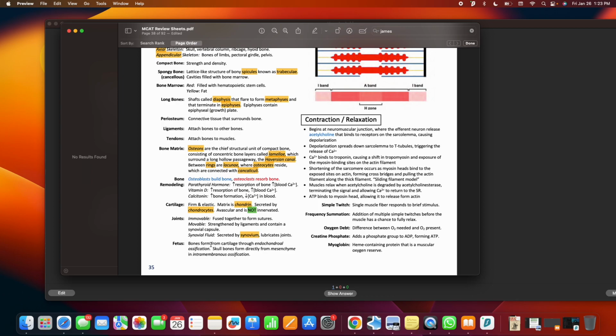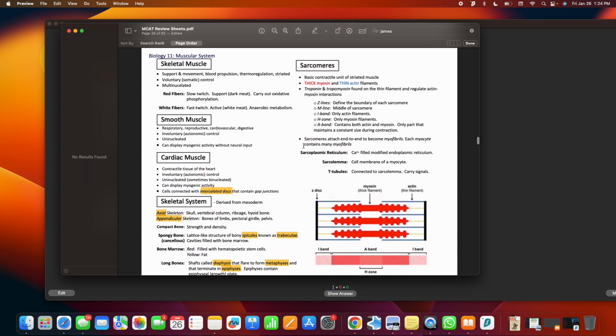We have bones that form from cartilage through endochondral ossification. Skull bones form directly from mesenchyme and intramembranous ossification. So our skulls are built directly from mesenchyme and intramembranous ossification.